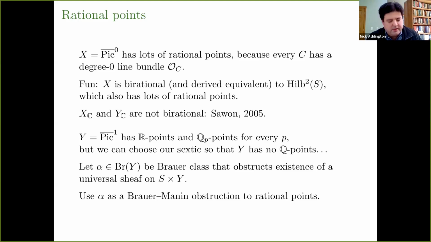So the two best things that you can do with a Brauer class, we're going to do them both at once. Let me say a little bit about the Brauer-Manin story, because some of you know it much better than I do, and some of you don't know it at all.